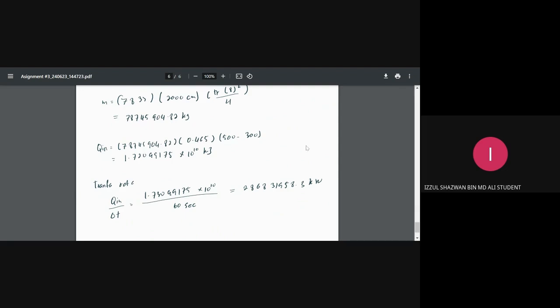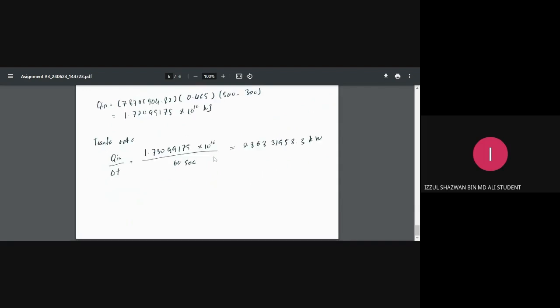Next, we put our numbers into the Q in formula and get the heat transfer. To find the heat transfer rate, we divide Q in over delta T, equal to 1.73 times 10 power 10 over 60 seconds. We will get 286831958.3 kilowatts.